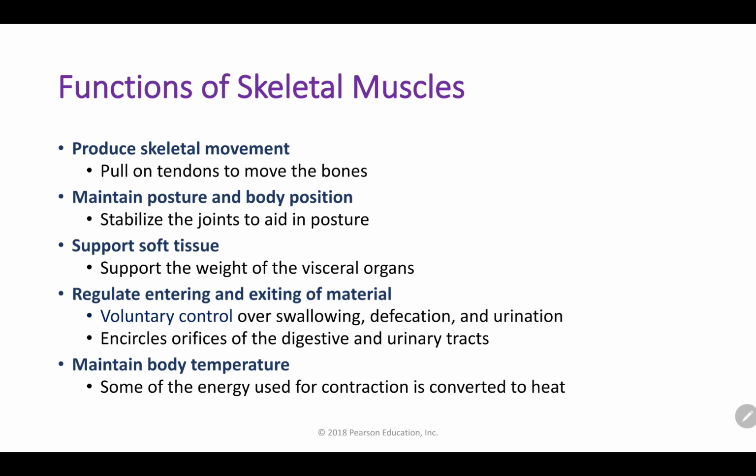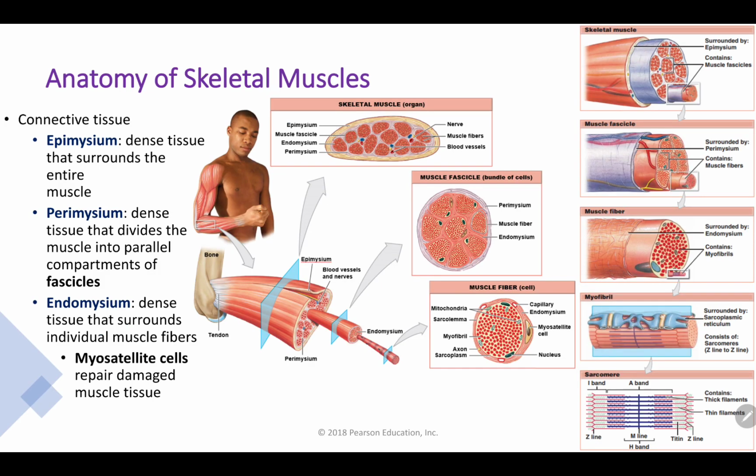Now, remember the functions of skeletal muscles, right? Again, it's going to be able to pull on tendons to move a bone to produce movement. It's going to help to maintain posture and body position. It's going to also help to stabilize and support the weight of your visceral organs. And it regulates the entering and exiting of material, right? So we have voluntary control over swallowing, defecating, urination, things like that, because we're going to have these sphincter muscles, and they're going to encircle orifices of like your digestive tract and your urinary tract. And also skeletal muscles will be able to maintain body temperature, right? So some of that energy that's used for contraction is going to be converted to heat, okay?